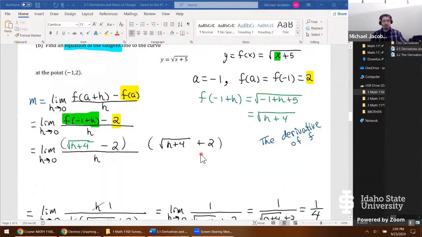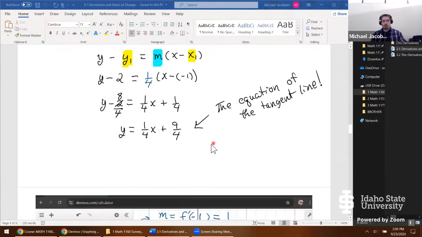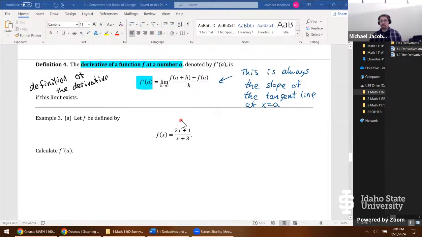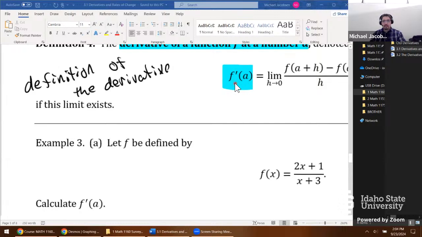Then we did it again with kind of a trickier function. This one involved a conjugate. And finally, this is where we landed. This problem is a little bit different, but now we finally define what we mean by the derivative. When we say derivative, we put an extra symbol right here called f prime.